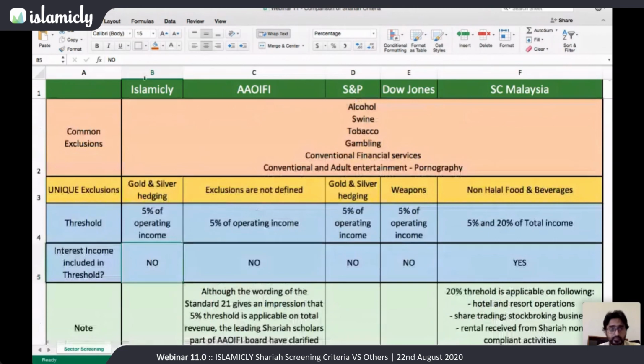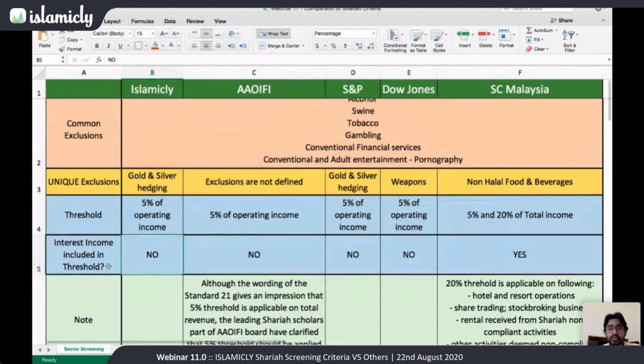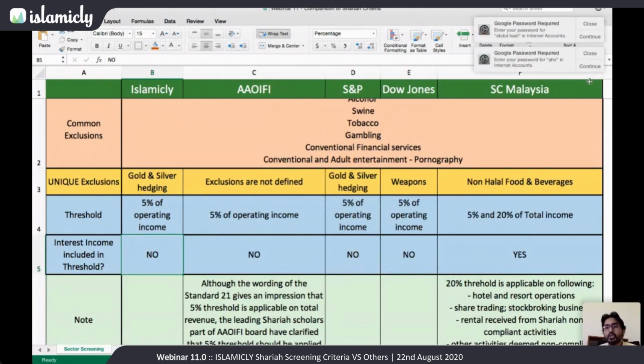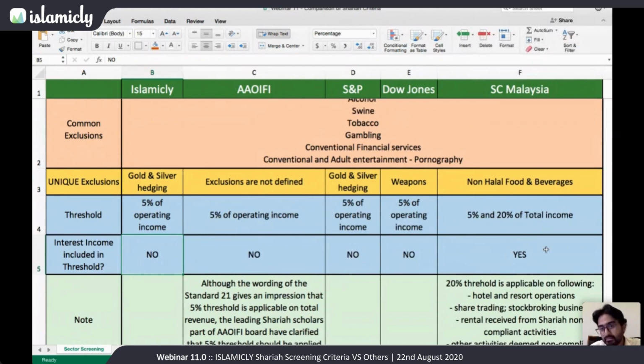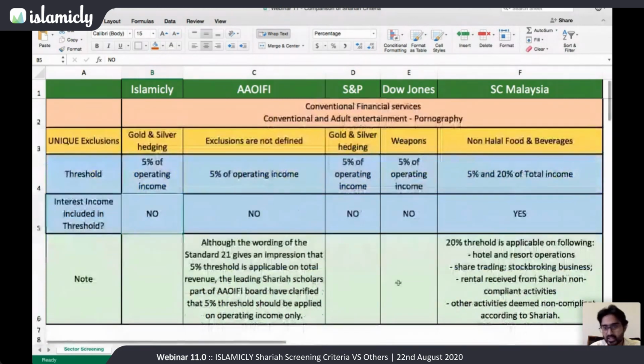So let's go again. There are common exclusions. There are unique exclusions. The threshold is similar for all the screening criteria except SC Malaysia, which is 5% and 20%. Interest income, by virtue of all clarifications in Islamically, AOFI, S&P, Dow Jones, should not be considered as part of its threshold of 5%, whereas SC Malaysia does consider all non-permissible incomes, whether operating or non-operating, as part of its thresholds. The last part gives you the clarification for the AOFI criteria as well as for SC Malaysia criteria.